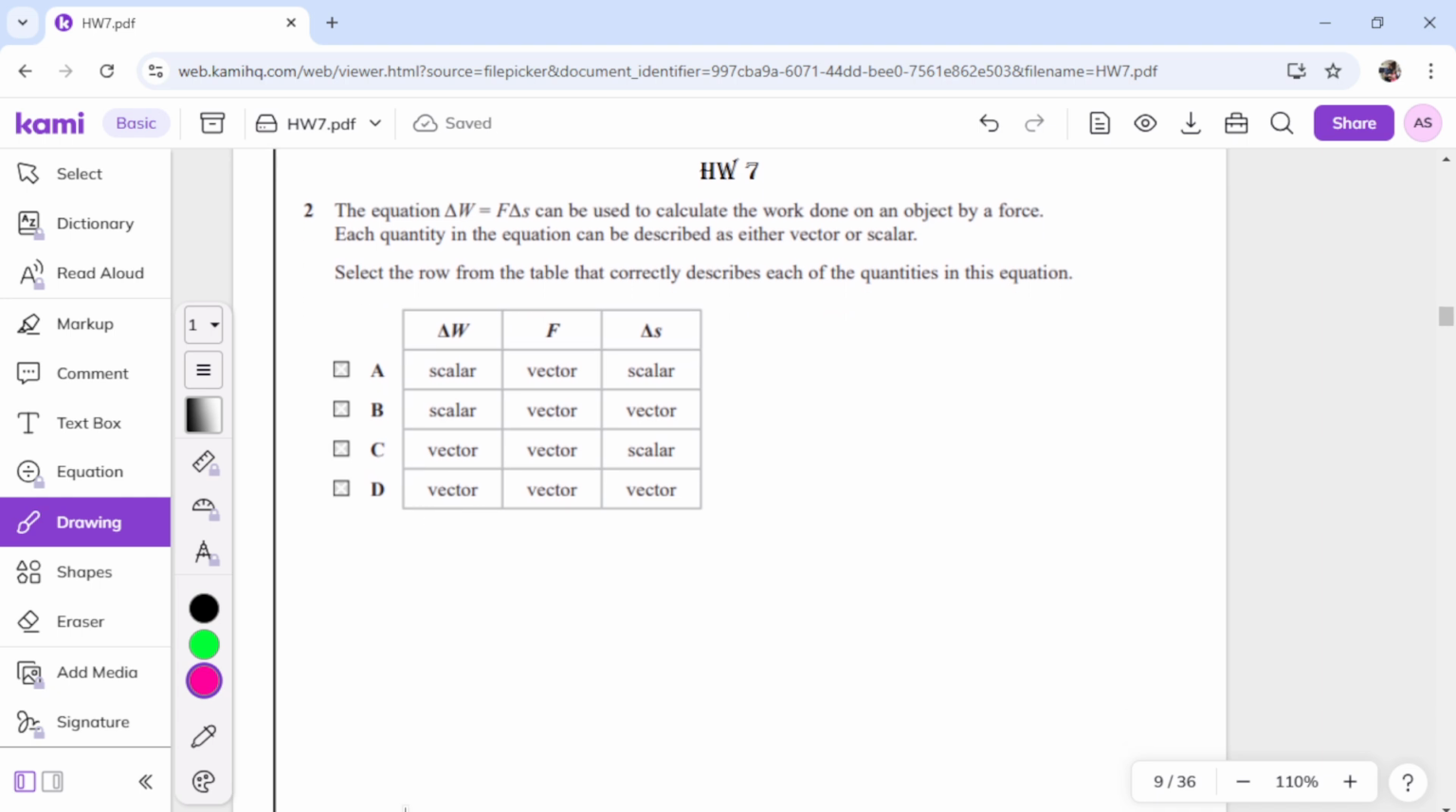The equation delta W equals F delta S. Delta W is work and F is force. Delta S is what? Delta S is displacement. So work is a scalar, force is a vector, displacement is a vector. So you have to use scalar, vector, vector. So B is correct.